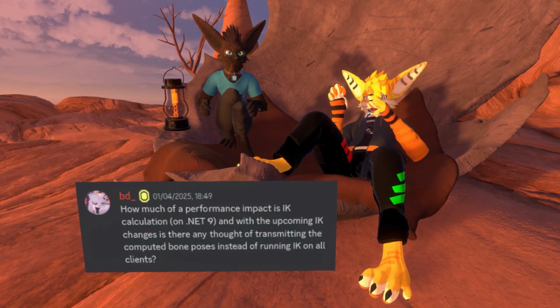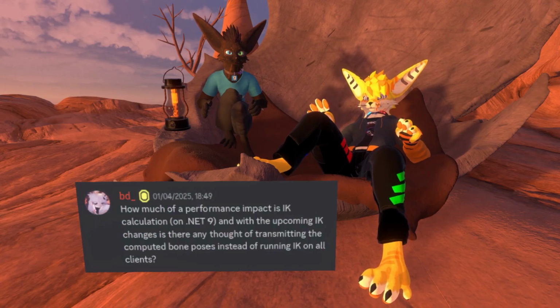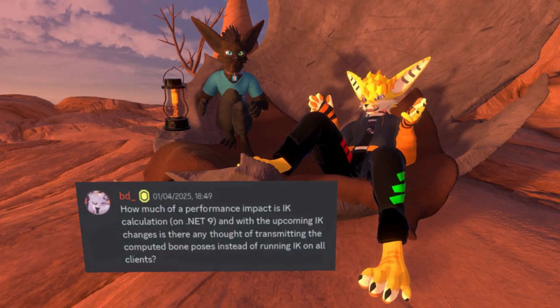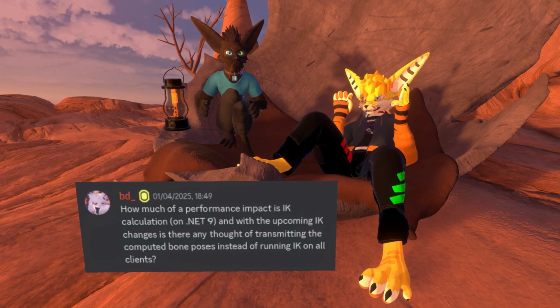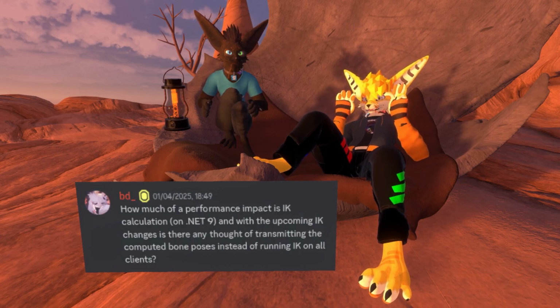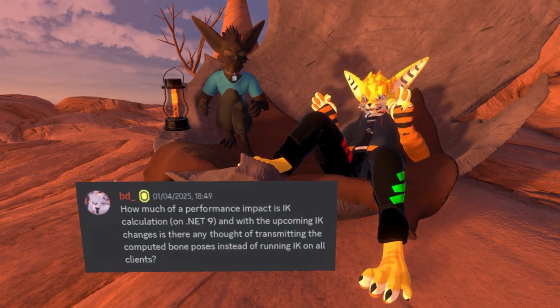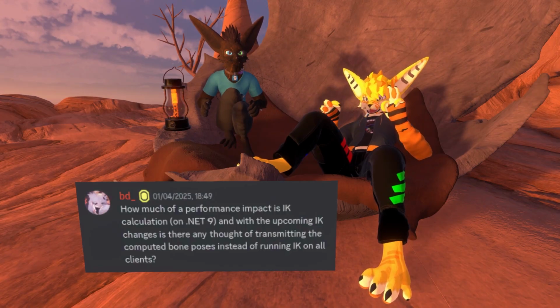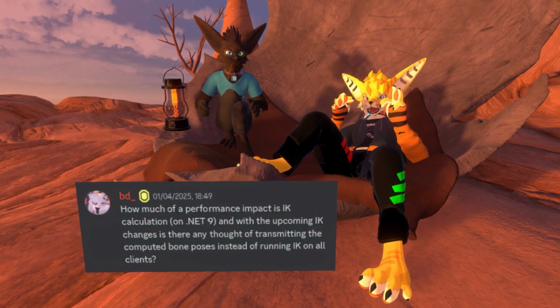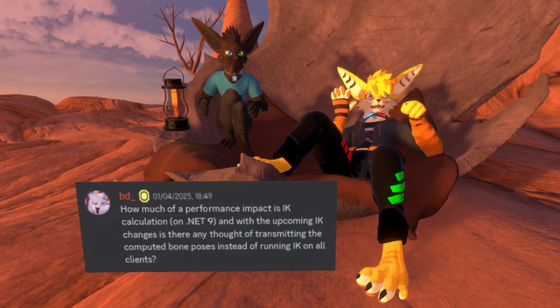I did profile the IK several times in the past. It does have some impact. It's not as slow as some people think. Generally we can do IK relatively fast. However, there is one aspect of it, and I'm actually gonna grab a brush.